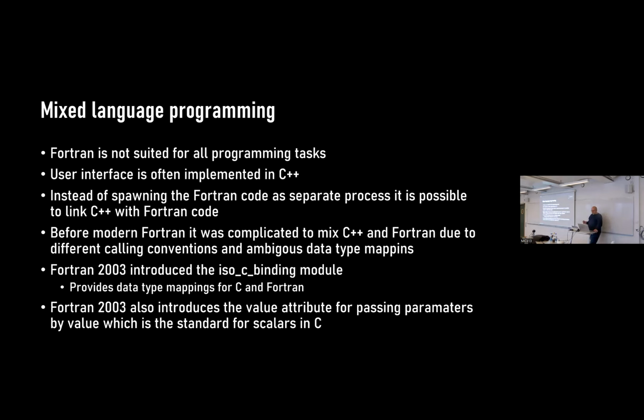Another thing that was also introduced was the value attribute for dummy variables, dummy arguments in subroutines and functions. And the value attribute corresponds to the C convention of passing scalars by value. In Fortran, everything is passed by reference by default, but in C, scalars are passed by value. And that is something that can make it hard to call a C routine from Fortran without having that way of expressing the subroutine interface in Fortran code.